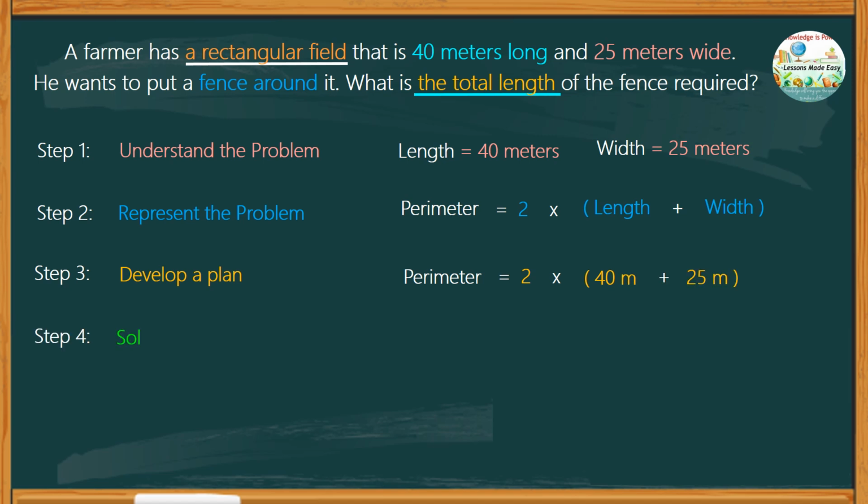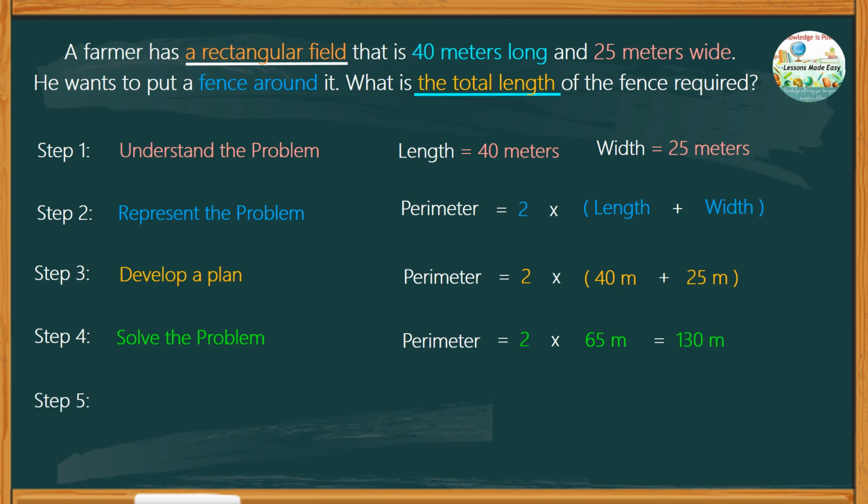We can now solve the problem. We will work on the numbers in the parentheses first. 40 meters plus 25 meters makes 65 meters in total. To find the perimeter, we only multiply 2 by 65, which is 130 meters.